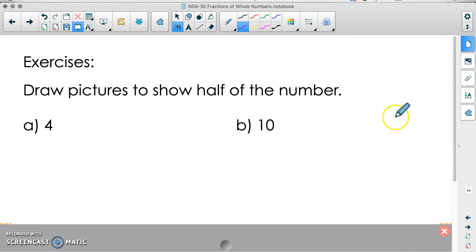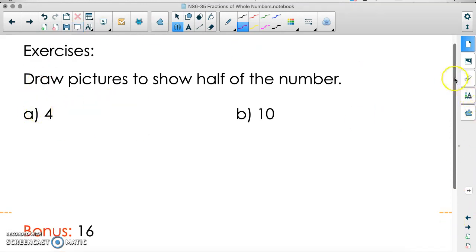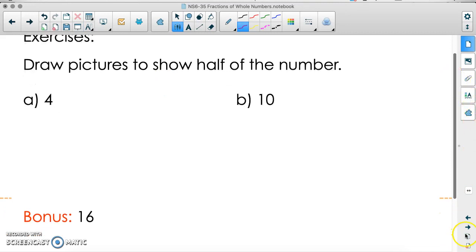Now, you're going to complete these exercises on your whiteboard. I want you to draw pictures to show half of the number 4 and the number 10 and then the number 16 using pictures. When you're done, you're going to resume your screencast.